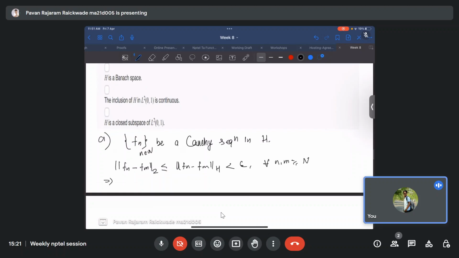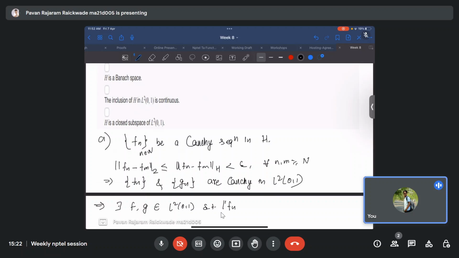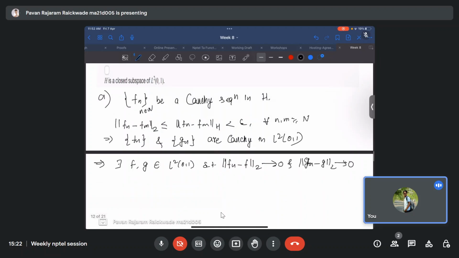That means the sequence Fn, and similarly the sequence Gn, are also Cauchy in L2. And L2 is complete, which implies there exists some (f, g) belonging to L2 such that the L2 norm of Fn minus f goes to 0 and the L2 norm of Gn minus g goes to 0. So the claim is that the H norm of Fn minus f goes to 0.